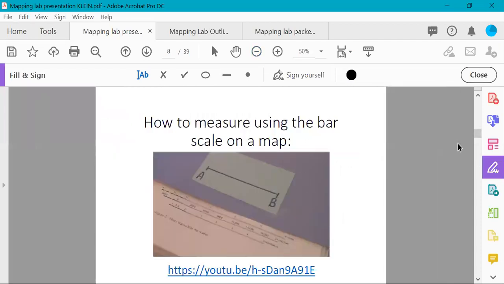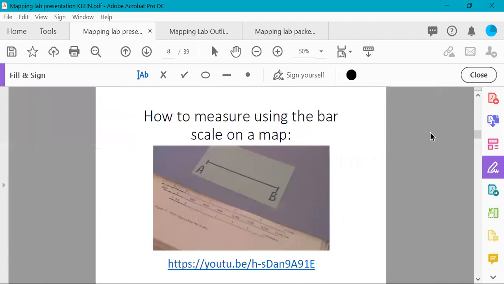This is a quick video showing how to measure using the bar scale on a map.